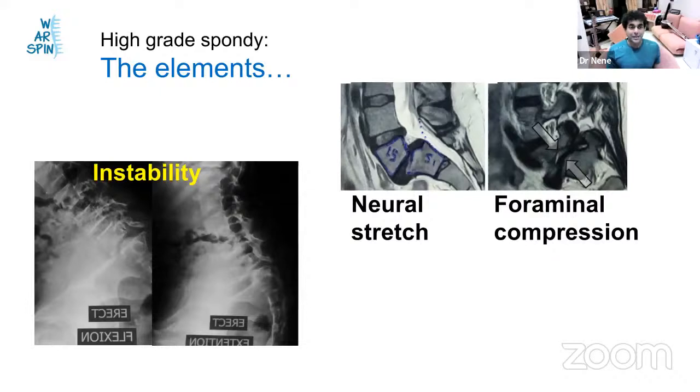So on the left, it's instability. We know that there's no bone on bone. So it's an unstable column. It's a no-brainer. Next is there's a neural arch stretch.